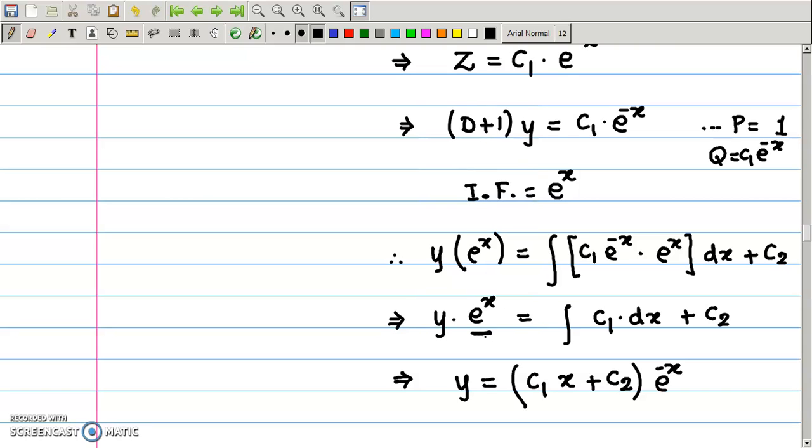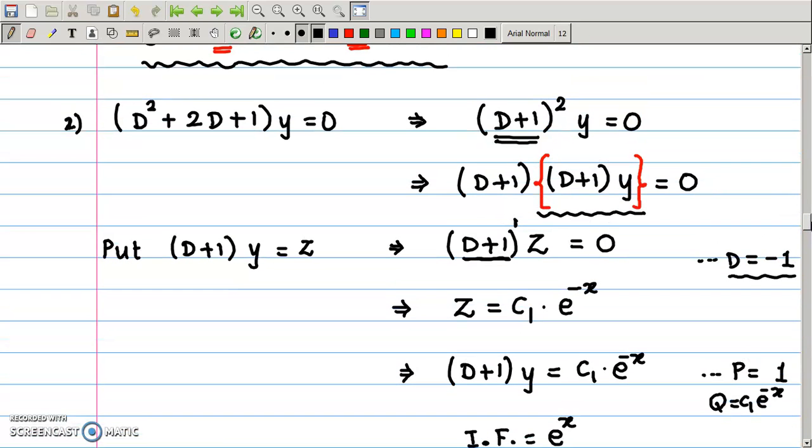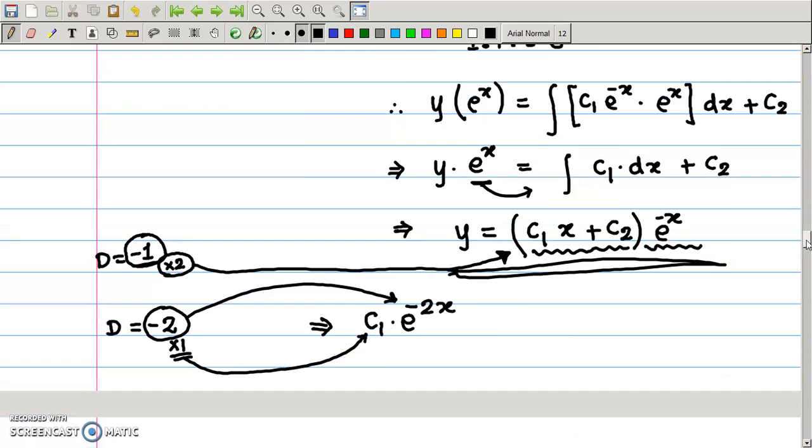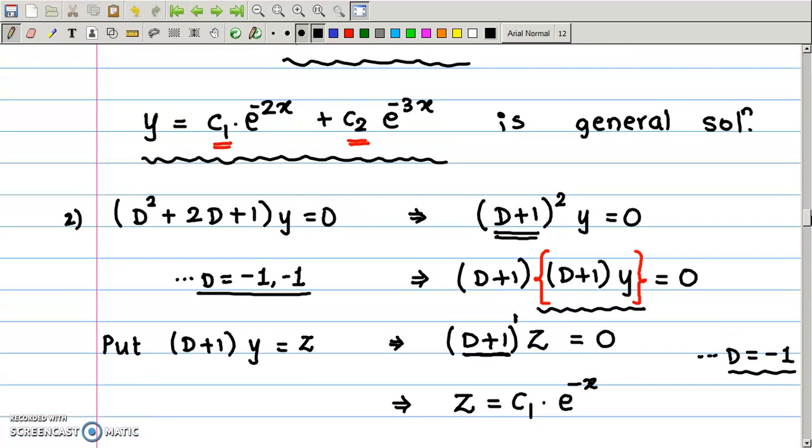If you take this exponential term to the right hand side, it will be e raised to minus x. So this will be the general solution for this differential equation, where the roots of the auxiliary equation are repeated. So this is the repeated root case.